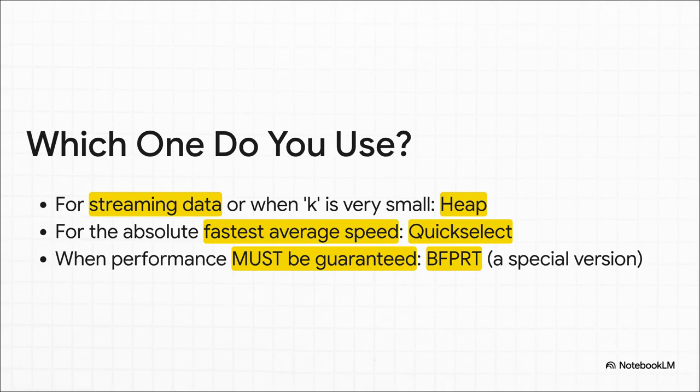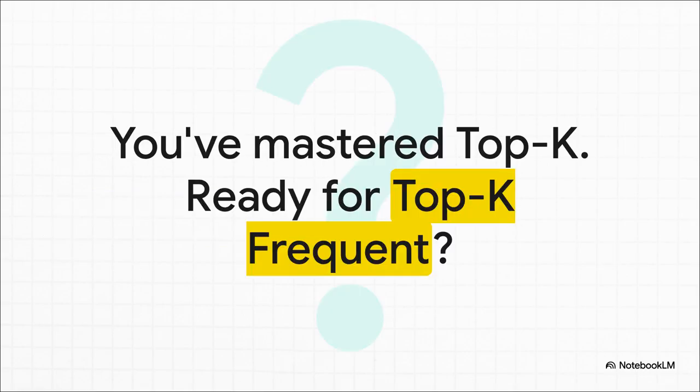And finally, if you're in a critical situation where a surprise slowdown would be a disaster, think real-time systems, you'd use a more complex, specialized version of QuickSelect that has a safety net built in to guarantee it never hits that worst-case scenario. So there you have it. You now know the critical trade-offs between two of the most powerful selection algorithms out there. Finding the top K largest values is a solved problem.